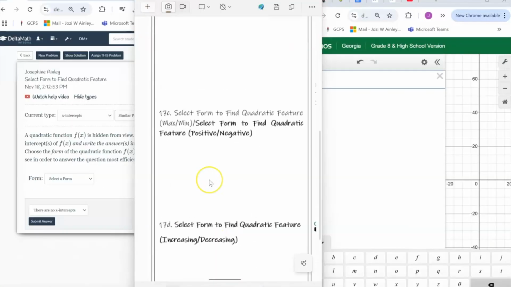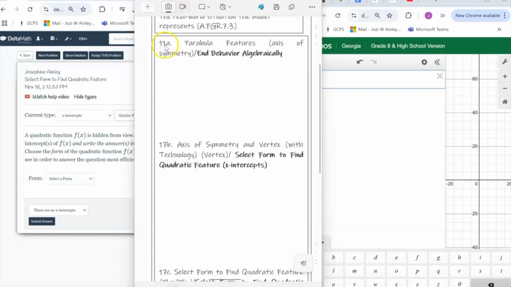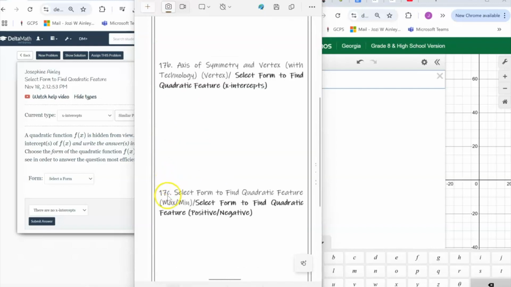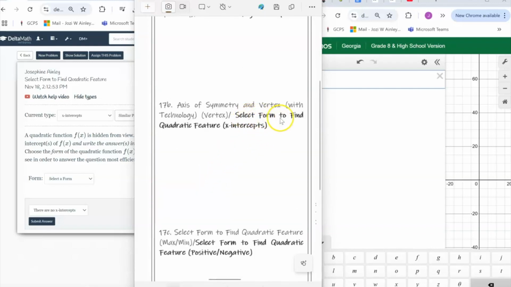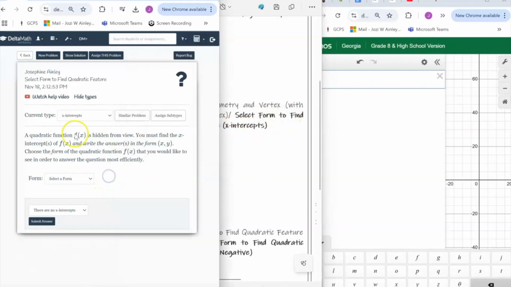All right, so we're going to be taking a look at, and please correct this, it will all be question 11A, B, C, and D. This is all question 11. All right, so I want to take a look at how to select form to find quadratic feature x-intercept. So today we're looking at x-intercepts. All right, yes, you should already know that factored form is the quickest way for you to get the x-intercept, but let's assume they give it to you in a different form. So here's the equation they give you today. They ask you find the x-intercepts.